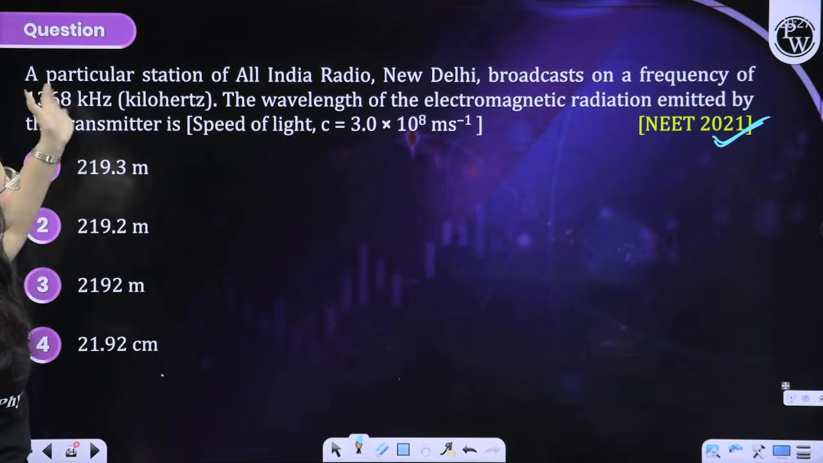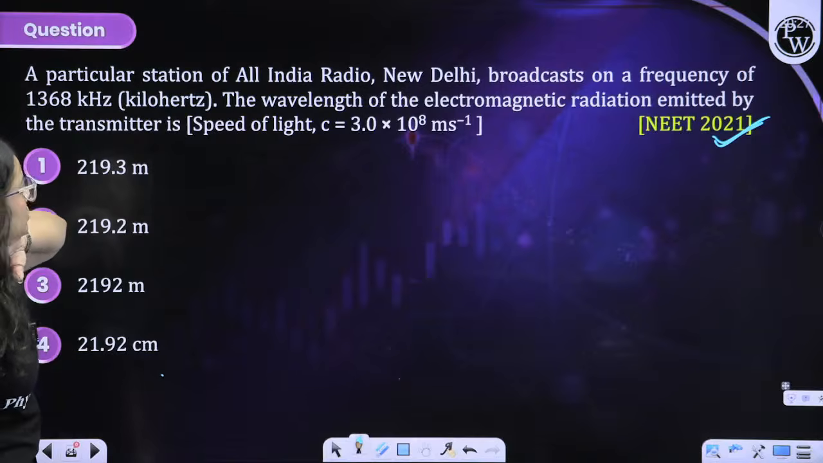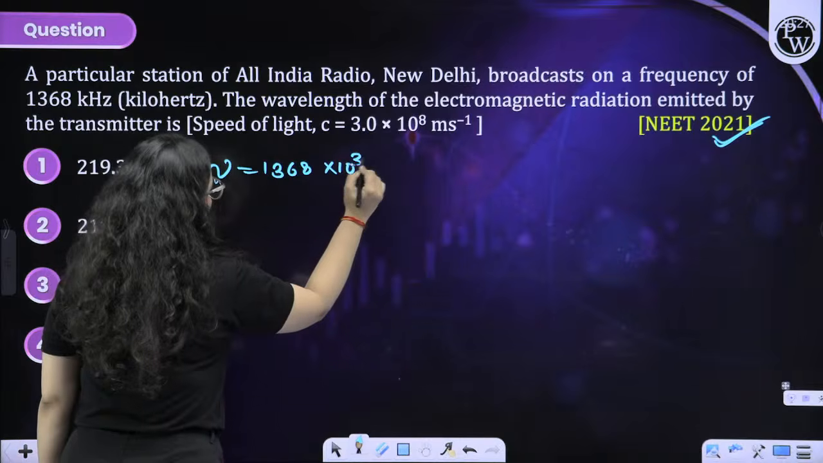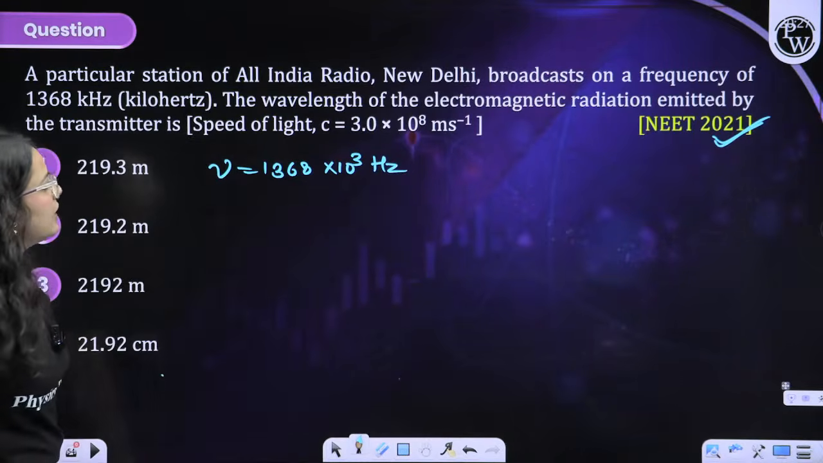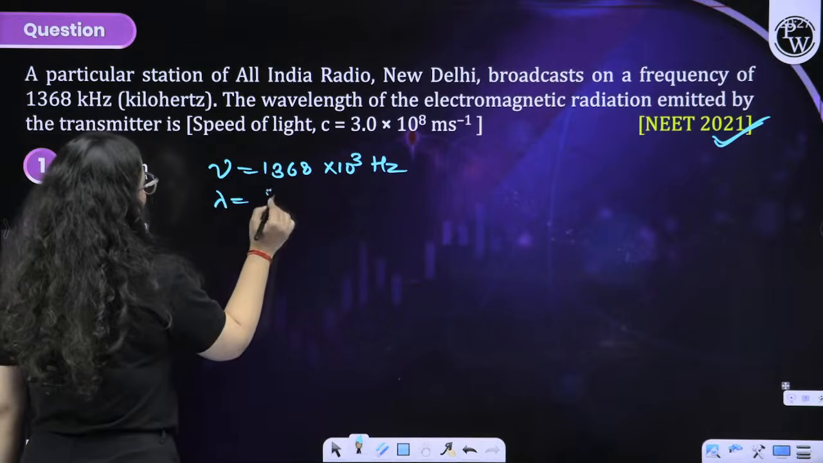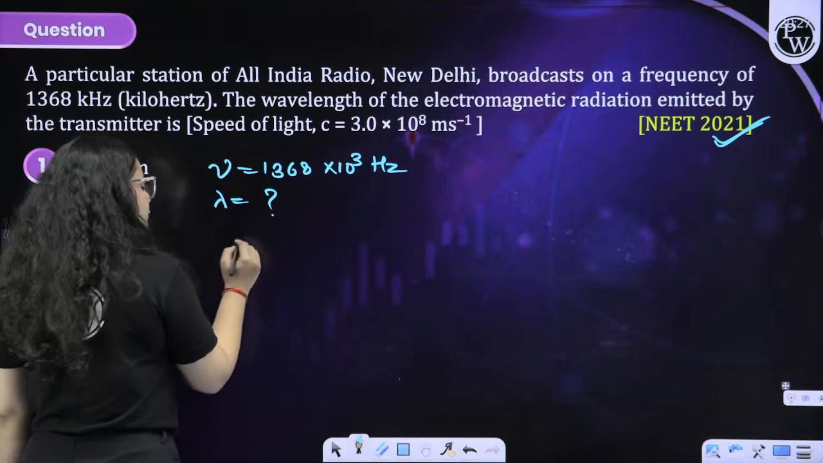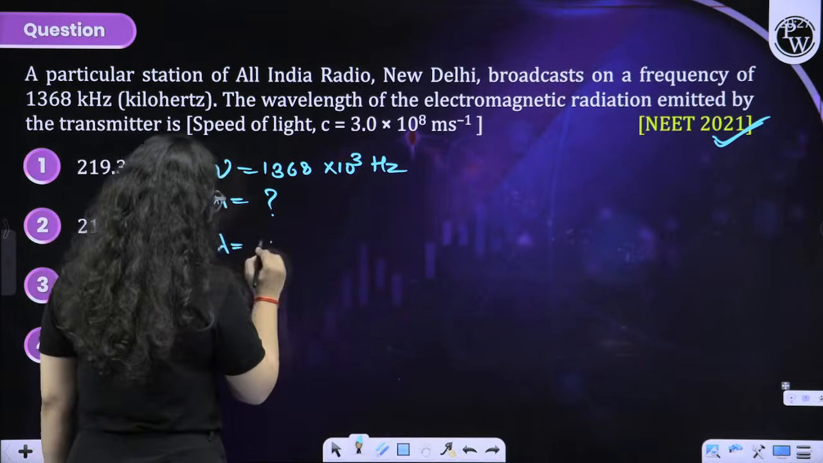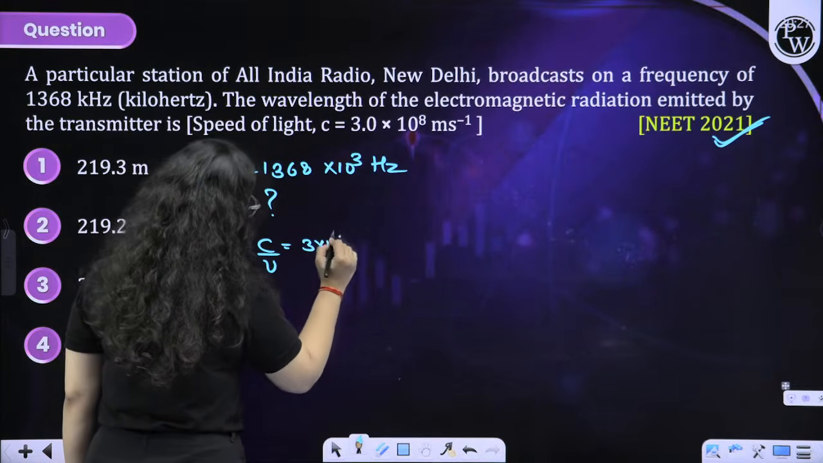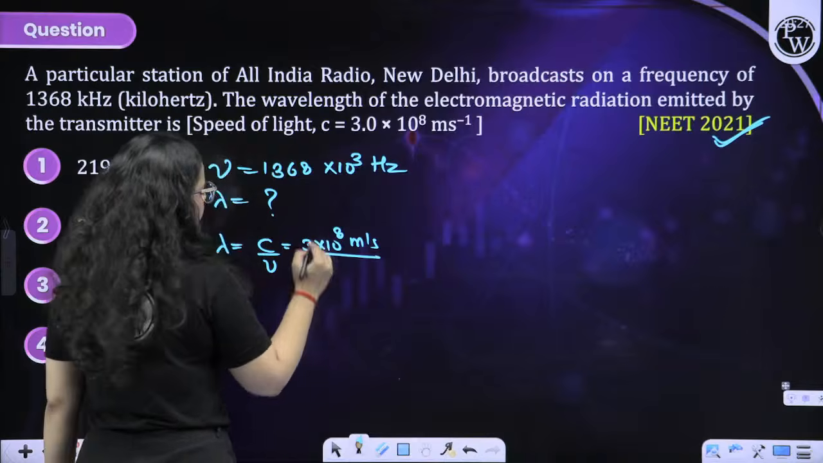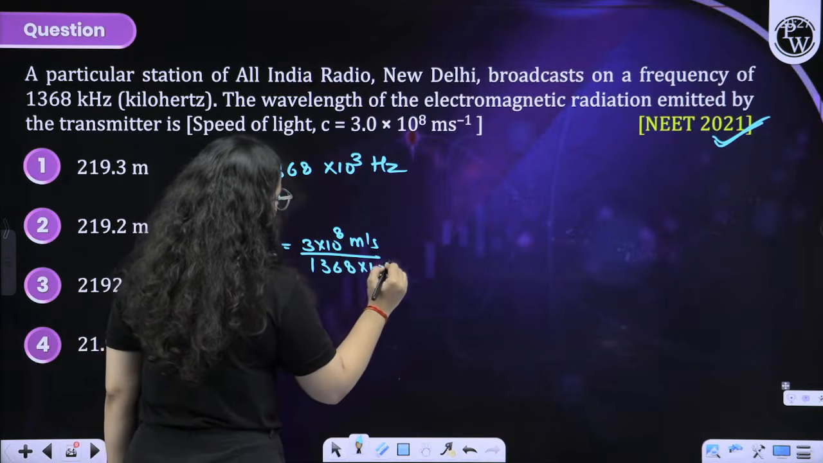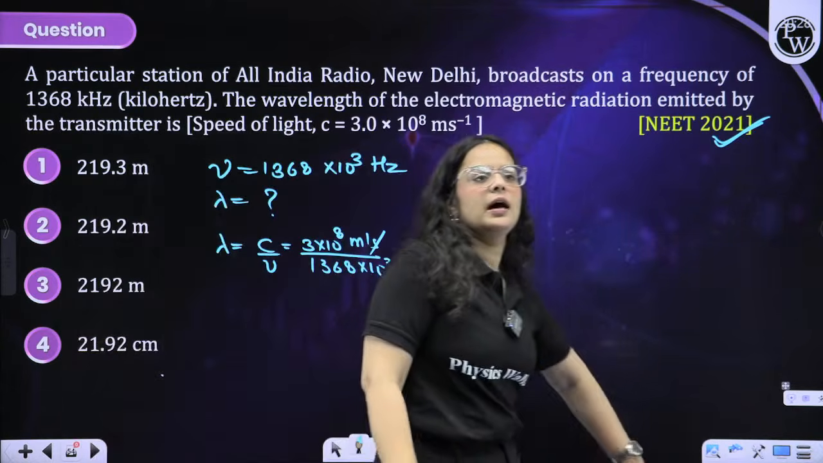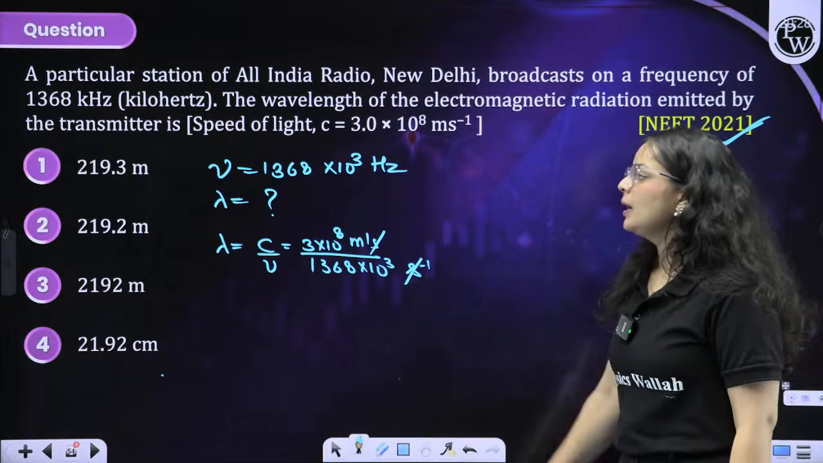A particular station of All India Radio, New Delhi, broadcasts on a frequency of 1368 kilohertz. Kilohertz can be converted to hertz. The wavelength of the electromagnetic radiation: lambda is equal to c by nu. Speed of light is given, 3 into 10 raised to the power 8 meter per second, and the frequency is 1368 into 10 raised to the power 3 hertz. Hertz is second inverse, so you can simply cancel it out and get lambda in meter units.